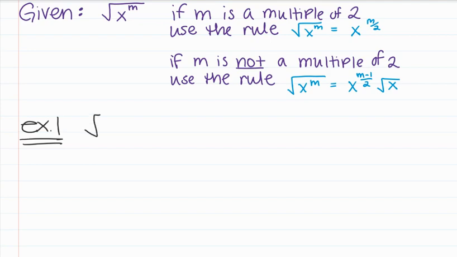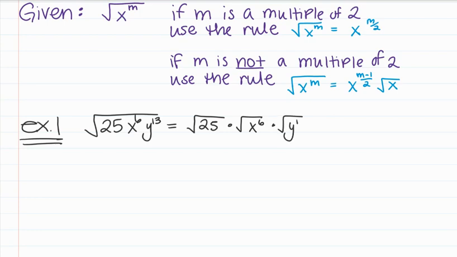Example 1: the square root of 25 x to the 6th y to the 13th. All right, so let's break this down. We're going to split this up so that we can focus in on each part. So the square root of 25, the square root of x to the 6th, the square root of y to the 13th. Now the square root of 25 is going to become 5 because it's a perfect square. Again, if you have not memorized those yet, you want to memorize those. They will come in handy over and over and over for the rest of the years you take math.